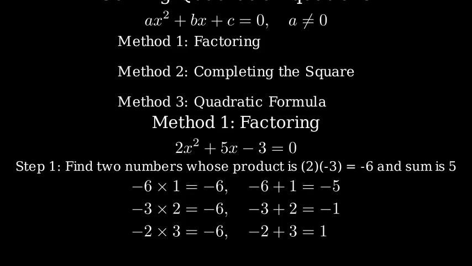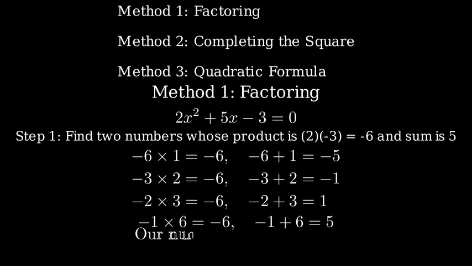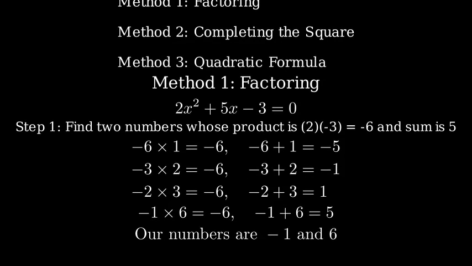Negative 3 and 2, their sum is negative 1. Negative 2 and 3, their sum is 1. Negative 1 and 6, their sum is 5. So the numbers we need are negative 1 and 6, since they multiply to negative 6 and add up to 5. Step 2. Now we'll rewrite the middle term 5x as the sum of negative x and 6x.